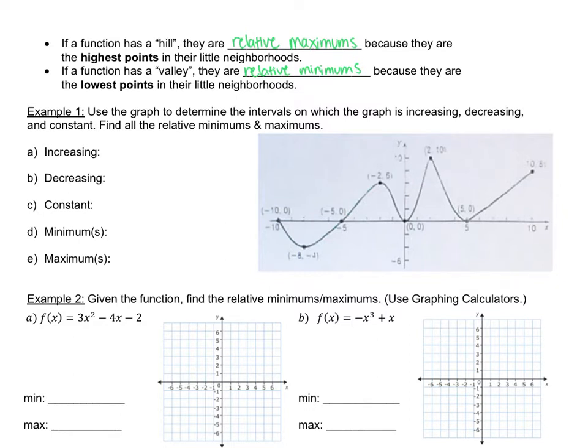And so in this case here, we're going to demonstrate these vocabularies using example 1. Use the graph to determine the intervals on which the graph is increasing and decreasing or constant and find all the relative mins and max. So let's start with increasing first. I'm going to do increasing in green. When I'm looking at increasing on the graph from left to right, I notice that this is going downward. So that's not increasing, that is decreasing.